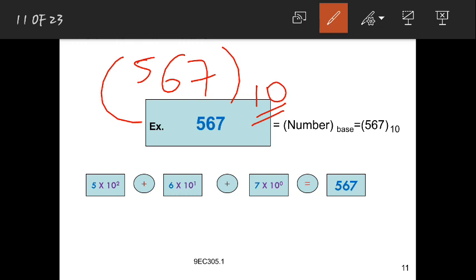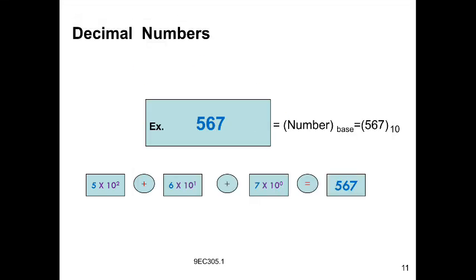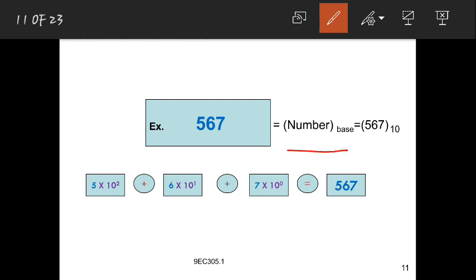For now we will just see the positional weights of this number 567. Here the number is 567 and the base is 10, because we are studying the decimal system. The 7 is in the units place, that is 10 to the power of 0, which is equal to 1. The 6 is in the tens place and the 5 is in the hundreds place.